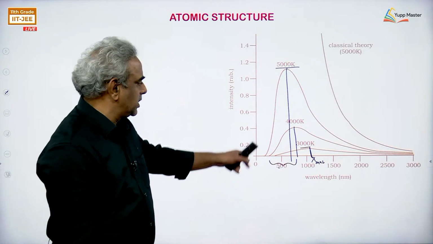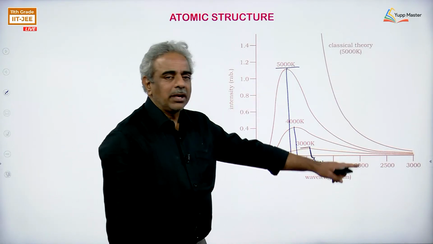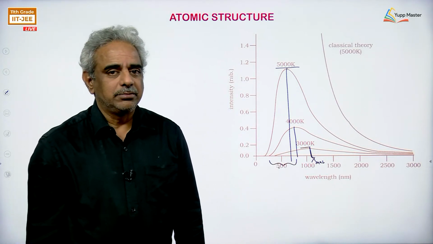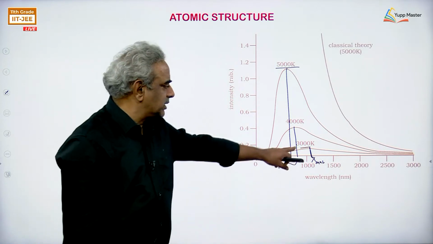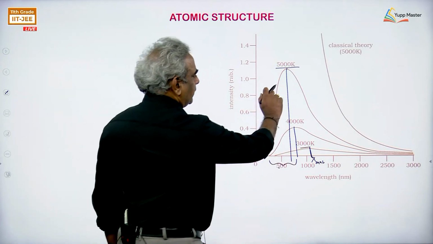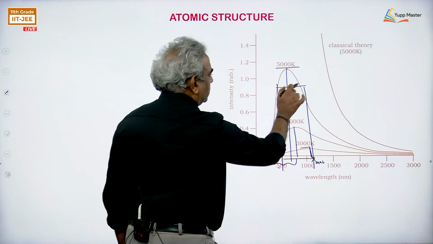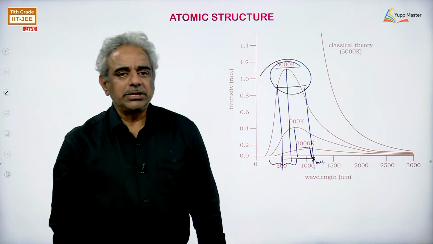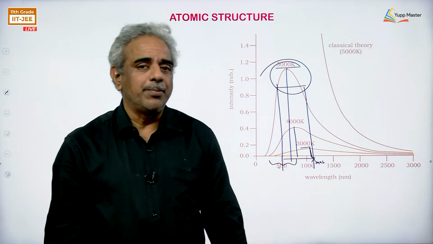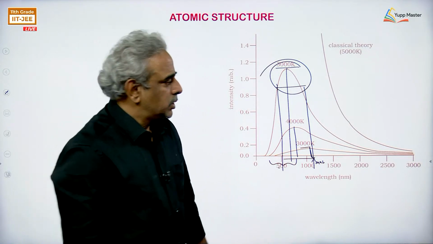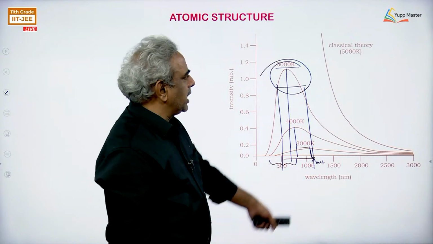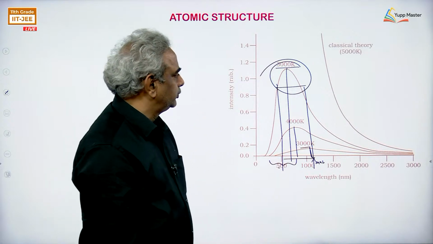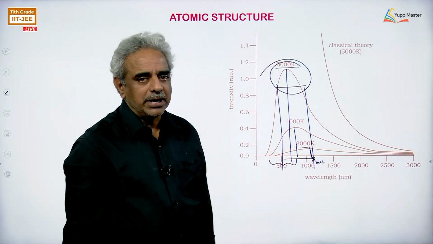But whatever may be the case, at any given temperature, you have low wavelengths and high wavelengths corresponding to low intensities. High intensities are distributed at moderate wavelengths. See, these are all moderate wavelengths. Maximum intensity is stored. So, high intensity is distributed with moderate wavelengths at any given temperature. If you take classical physics, the 5000 Kelvin curve should have been like this. What we expected, and what happened is here.